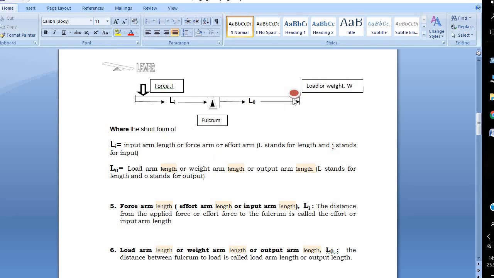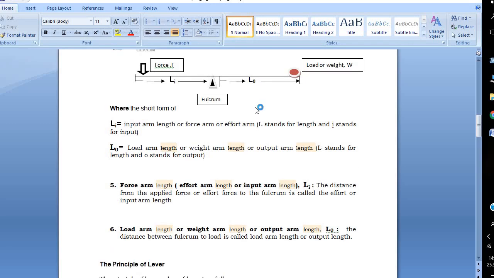On the other side, the distance between the load and the fulcrum is a very simple definition. This is called the load arm, or output length. You can say the load length or load arm. Okay, so these are the parts. You have to know the parts of the lever.